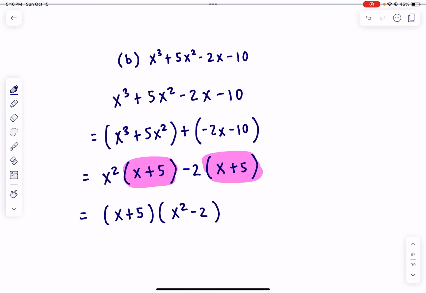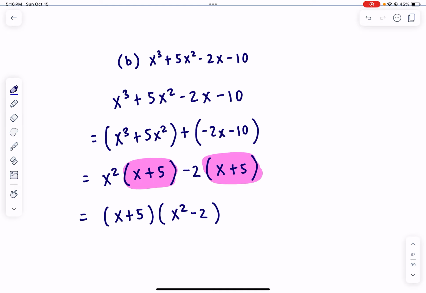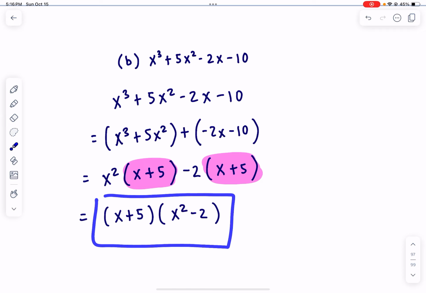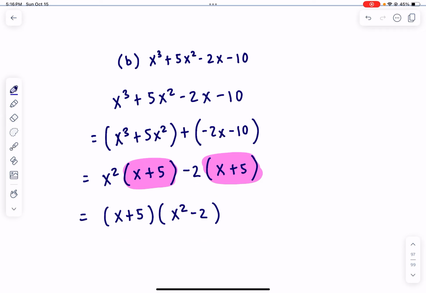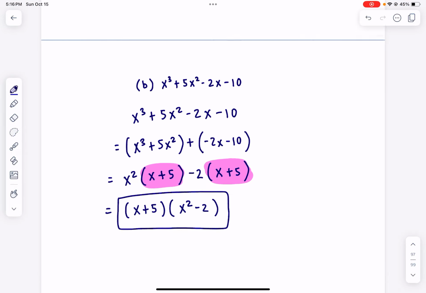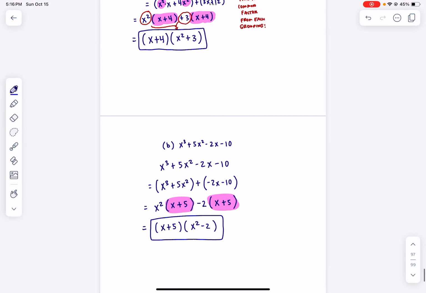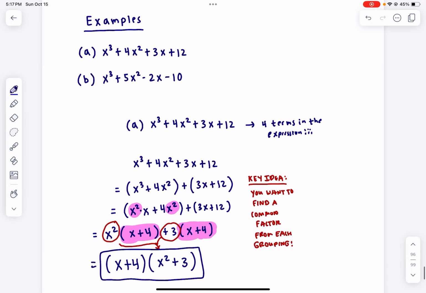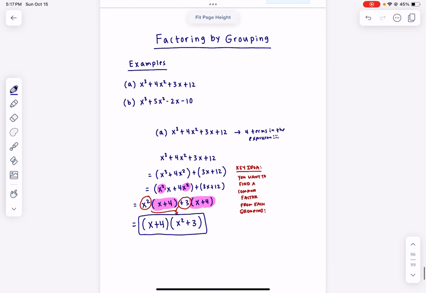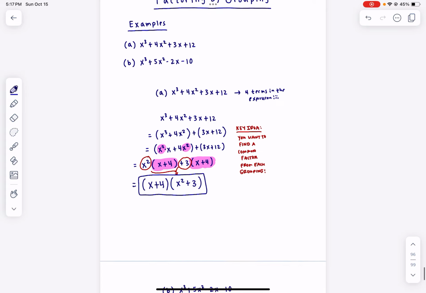Okay. So we'll go ahead and stop right here. This would be your final answer for part B. So that is the basic idea behind factoring by grouping. Hopefully this video was helpful.